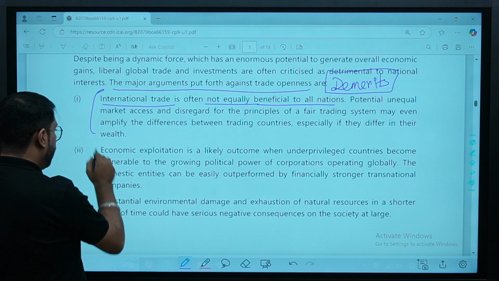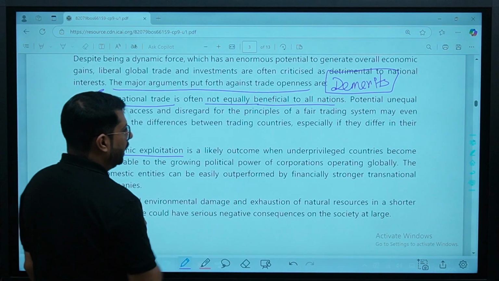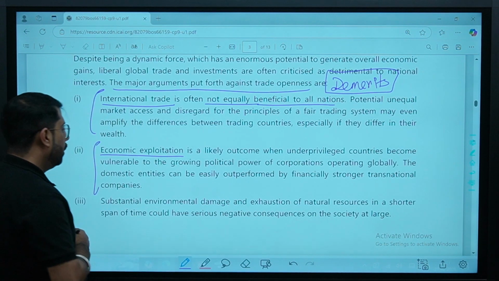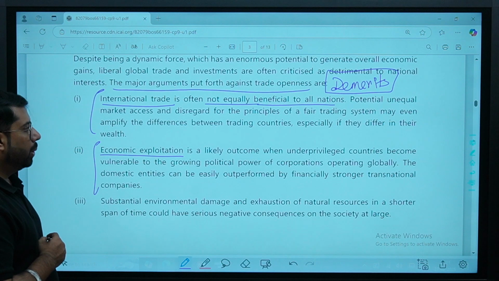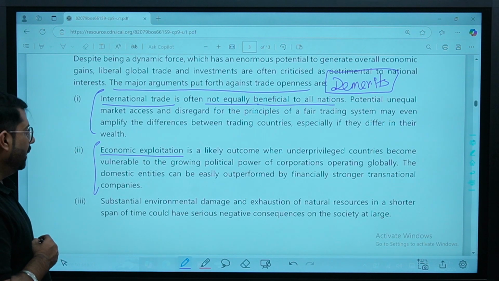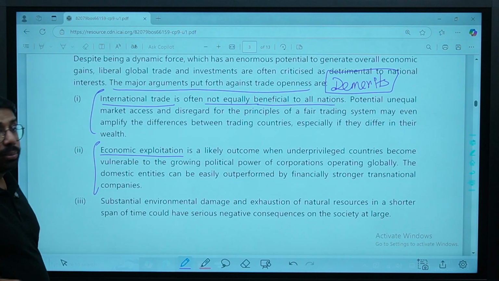Second, it says economic exploitation is a likely outcome when underprivileged countries become vulnerable to the growing political power of corporations operating globally. The domestic entities can be easily outperformed by financially stronger transnational companies. Very true.